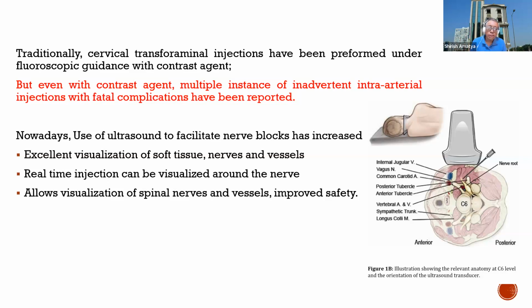We can also see lots of blood vessels, mainly the carotid artery and vertebral artery, very nicely using colored Doppler. And we can also appreciate the hypoechoic nerves, especially C5, C6, C7, C8. You can easily appreciate these nerves with the use of ultrasound. So the use of ultrasound has increased the safety in injection of drug around the neck.